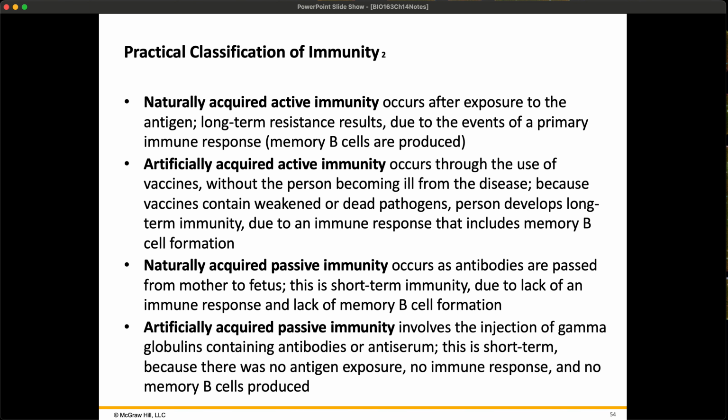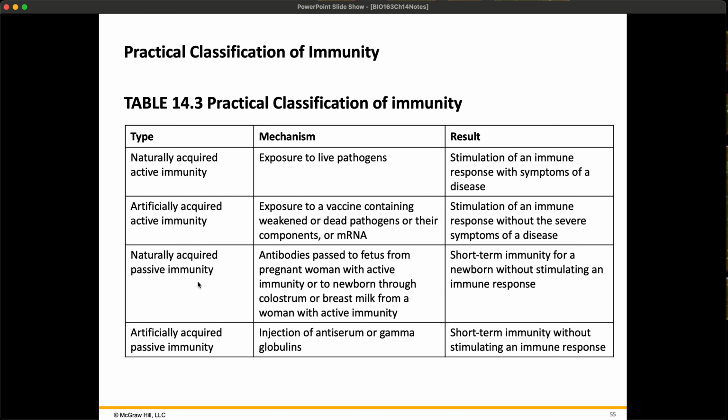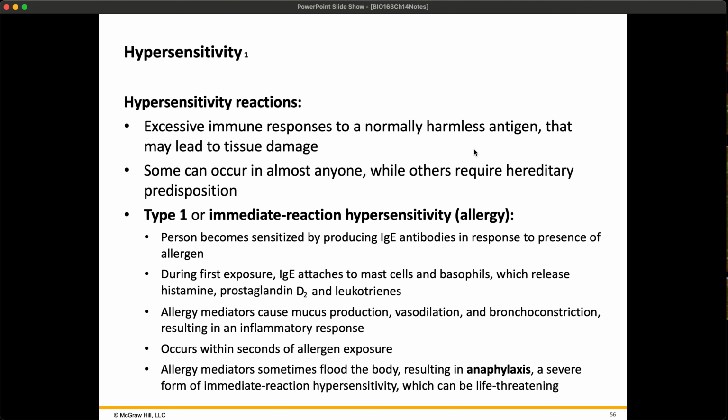And because your body is not producing these antibodies, by the way, when this is artificially acquired passive immunity, you would then have to go through another transfusion to be able to have antibodies again, because these are going to get broken down pretty quickly. Here's a table just outlining all of that. So make sure you read through the different types and you understand their mechanisms and results.